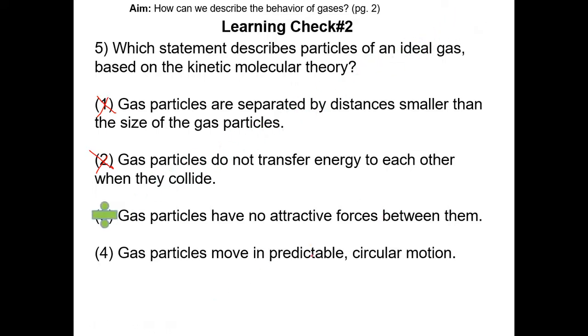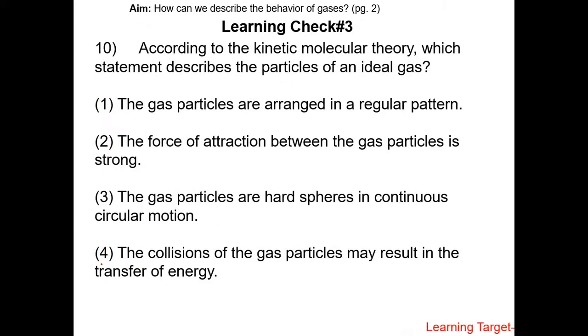Gas particles move in predictable and circular motion. That's wrong. Gases move in a straight line for ideal gases. Learning check number 3. According to the kinetic molecular theory, which statement describes the particle of an ideal gas? Pause the video and resume as completed.